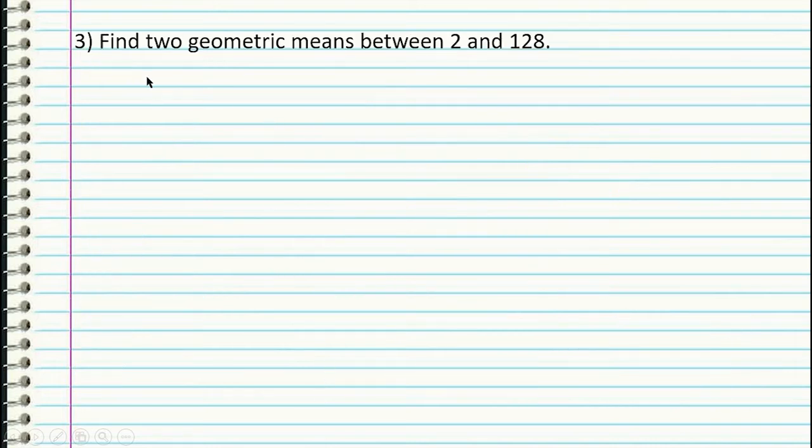So next example. Find the two geometric means between 2 and 128. Inserting two geometric means is just like saying you are inserting two terms between 2 and 128. As you can see, if we insert two terms here, a sub 1 will be 2 and 128 is our a sub 4. So a sub 1, a sub 2, a sub 3, a sub 4.